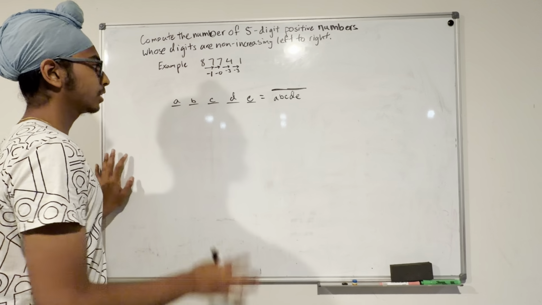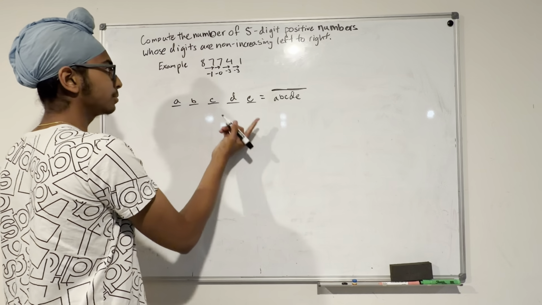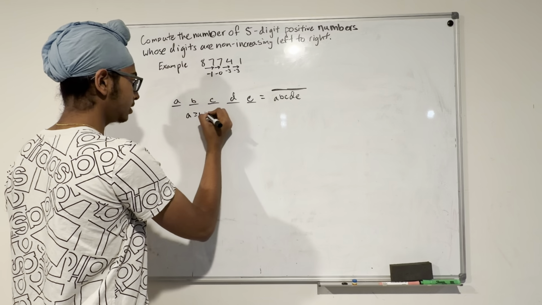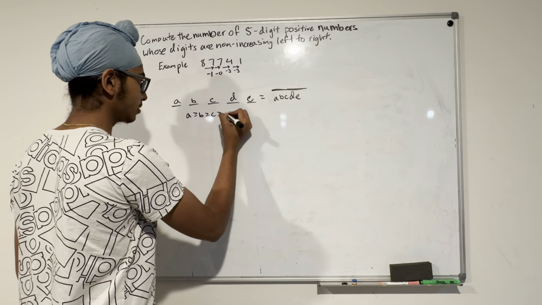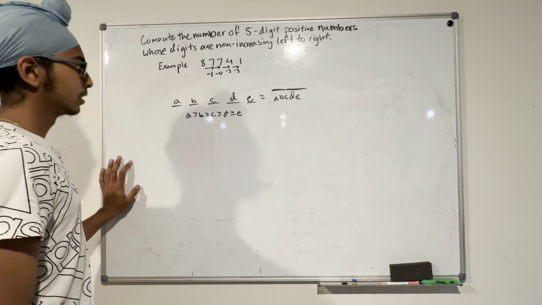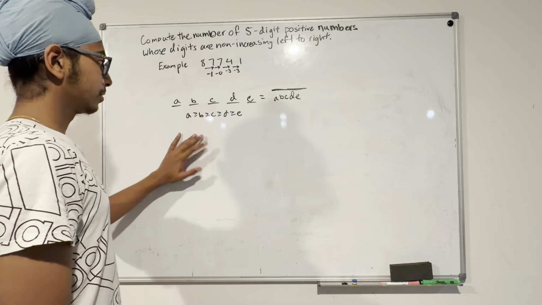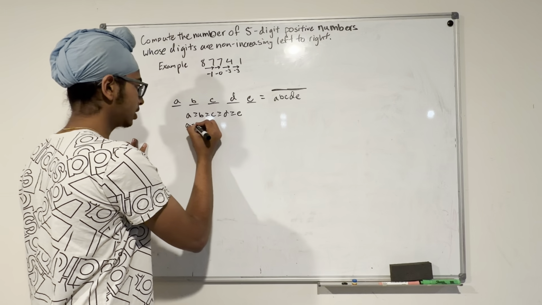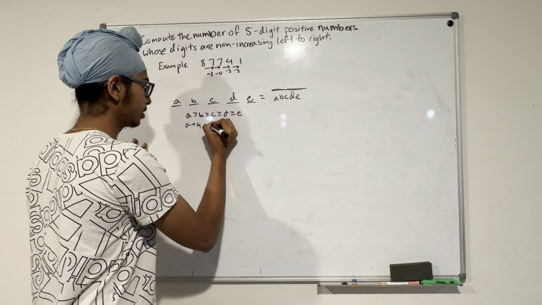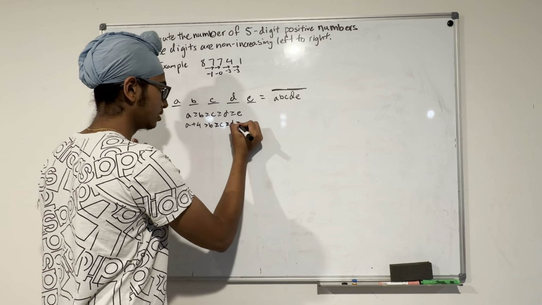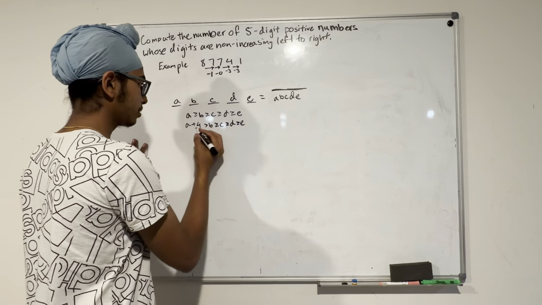Okay, moving on from that, we have that for this number to be non-increasing, A is greater than or equal to B is greater than or equal to C is greater than or equal to D is greater than or equal to E. Okay, now let's first do this. Let's add 4 to A. So now A plus 4 is greater than B, C, D, E. Now let's add 3 to B.